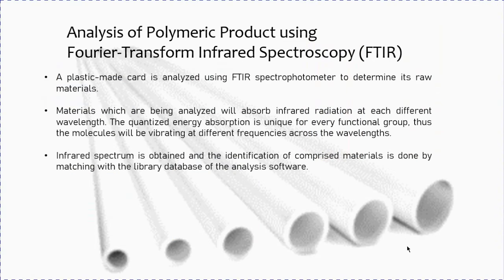A plastic card with a magnetic stripe is analyzed using Fourier transform infrared spectroscopy to determine the functional groups of the raw material. The material will absorb infrared radiation at each wavelength and get excited. When the electron recombines to its original valence energy level, the quantized energy released is unique for every functional group. Thus, the molecules will be vibrating at different frequencies across wavelengths. At the end of the analysis, an infrared spectrum will be obtained, and identification of the comprised material can be done by matching with the library database of the analysis software.